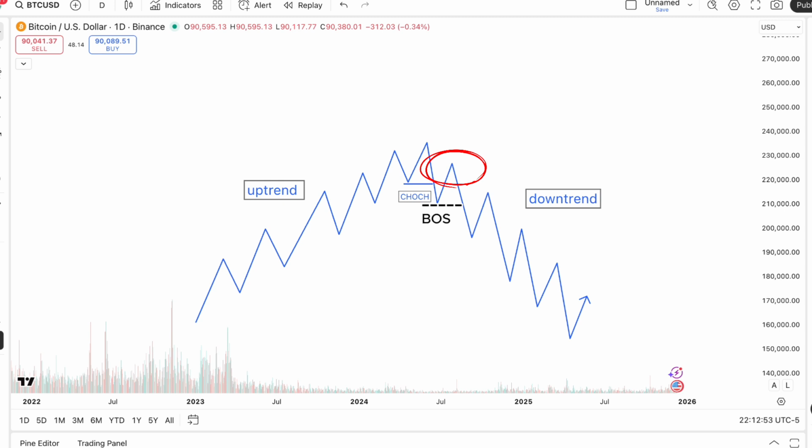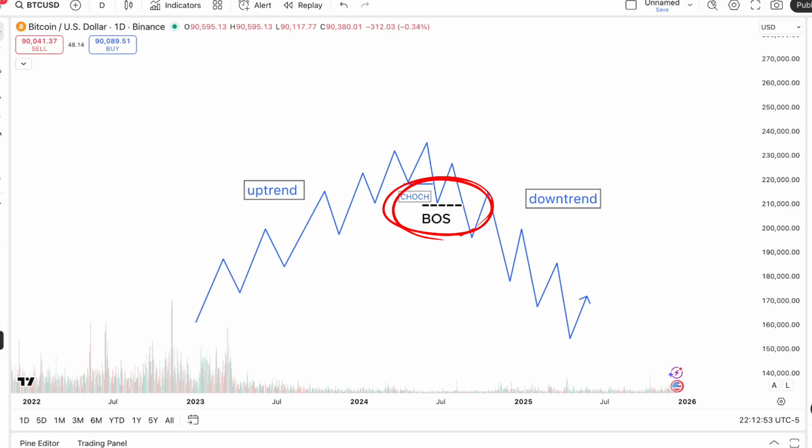Price comes back up, but this time it fails to break the previous high, which is here. Price doesn't go above. It forms a lower high, which is this. This is the new lower high. And then from that lower high, price rotates back down and breaks this low, making a new low.